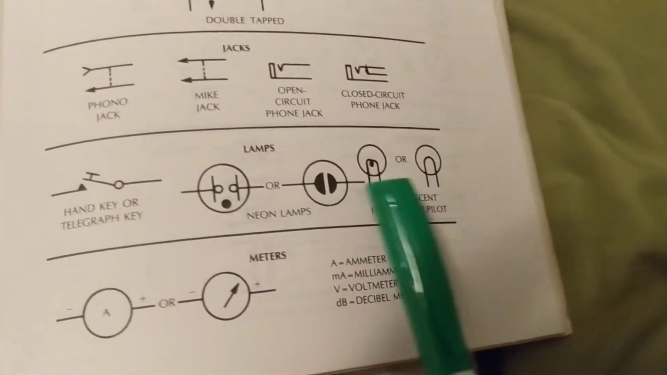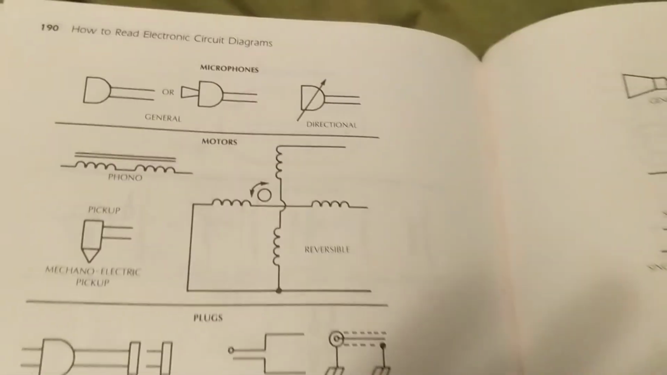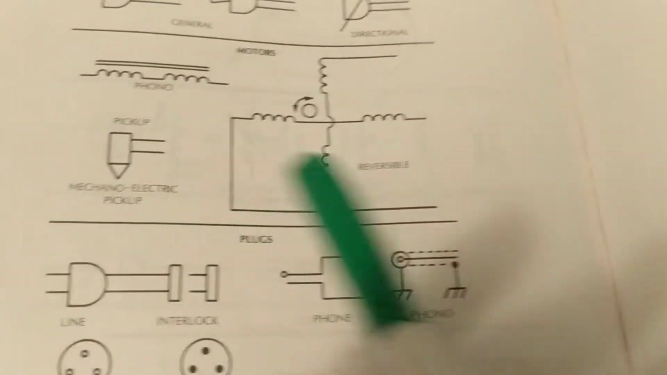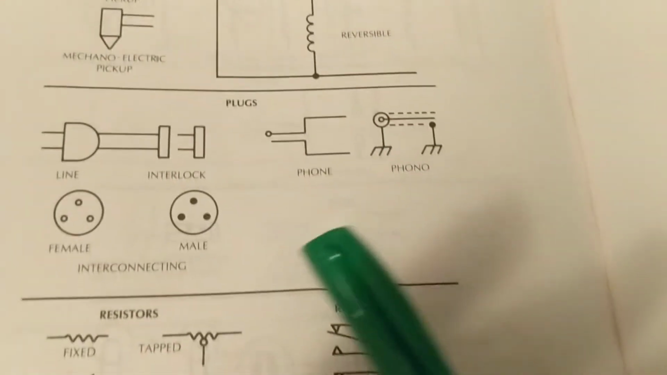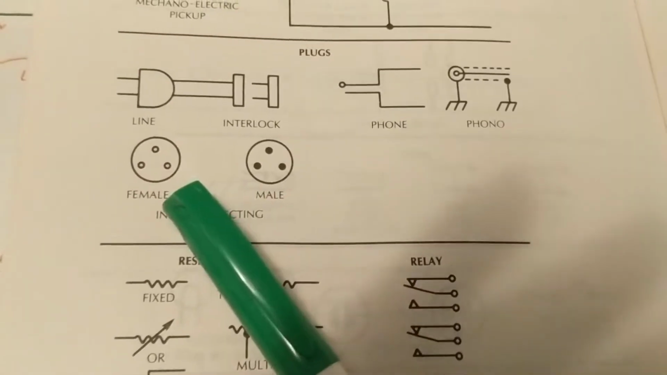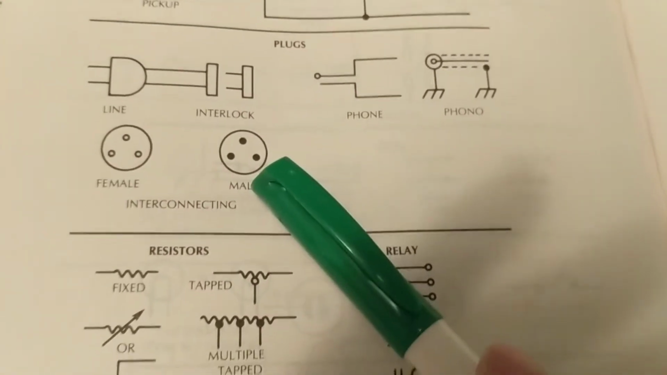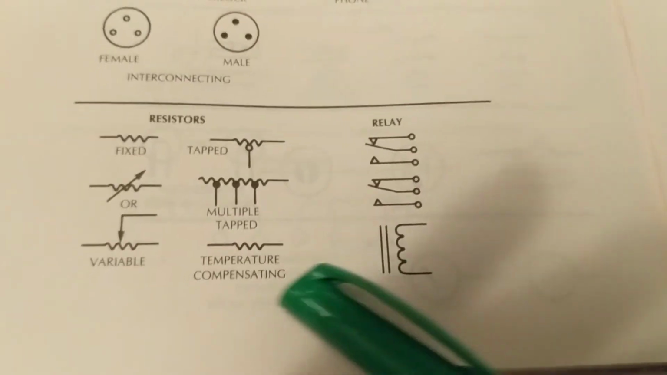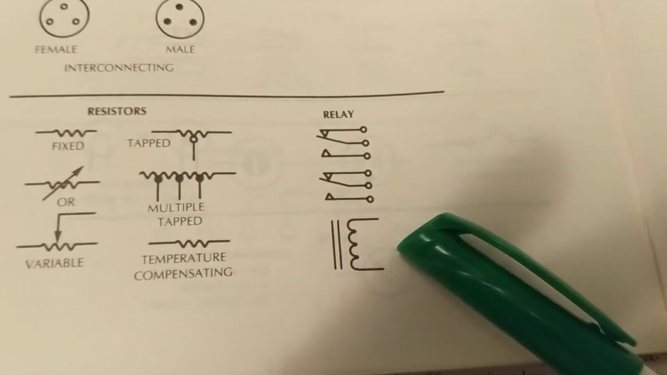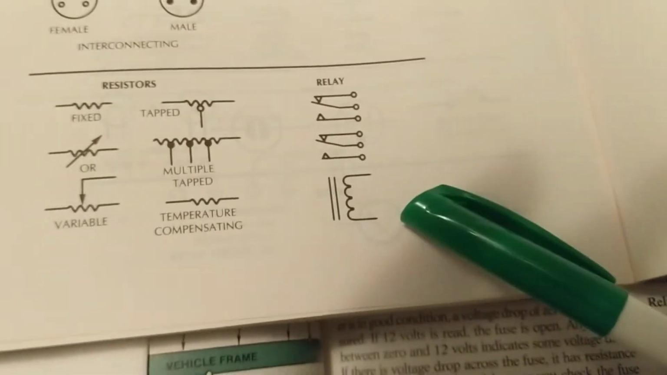Again, some are used, some are not used. And I have another one that I'll put more information about. Microphones, motors are all over. Plugs, all over. Obviously the female, this is the male. Resistors used all over. Relays used all over. And if you want to know how relays work, you could go to my channel, Joe Electronic Schematics from Auto.